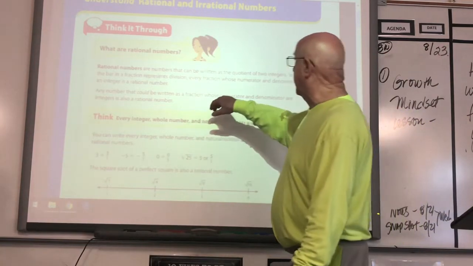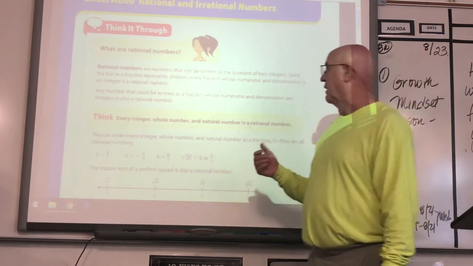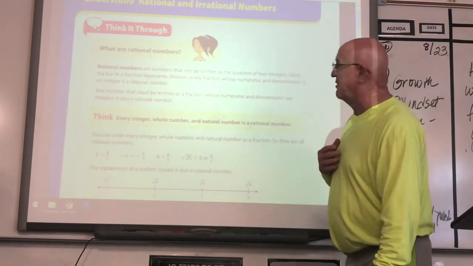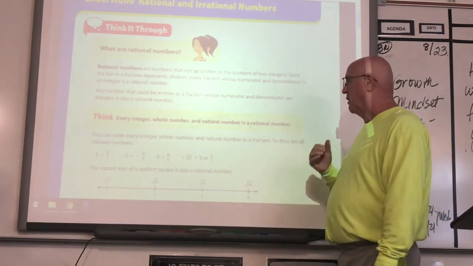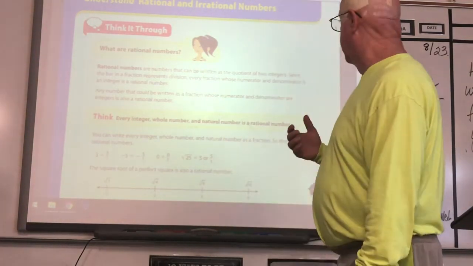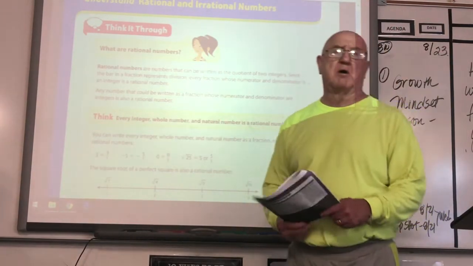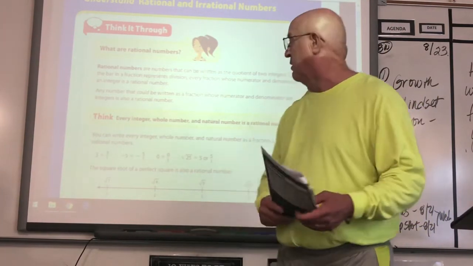So any number that can be written as a fraction whose numerator and denominator are integers is also a rational number. Okay. Think about this: every integer, whole number, and natural number is a rational number. And remember our real numbers, integers.